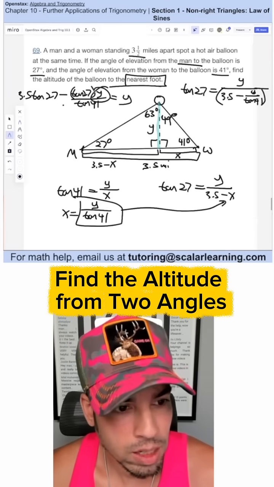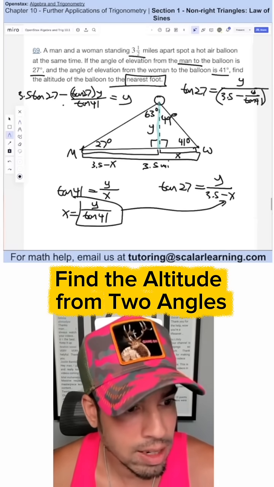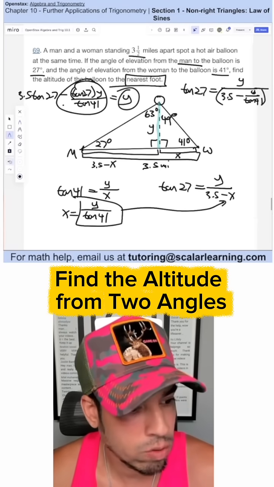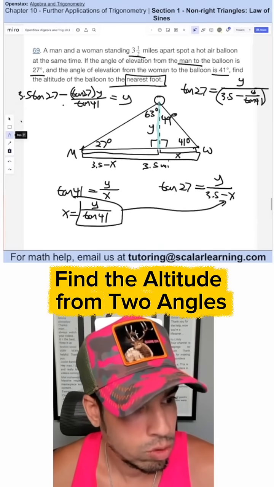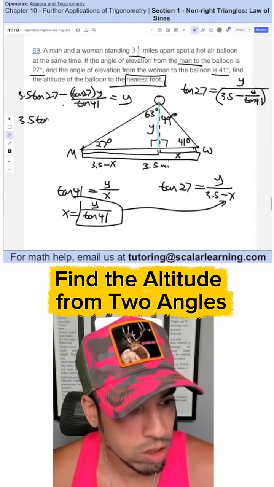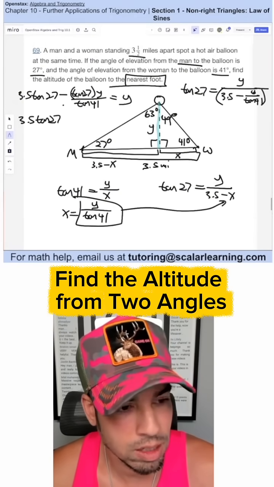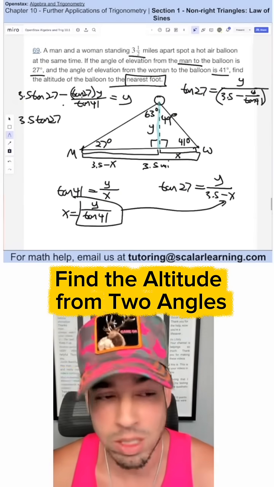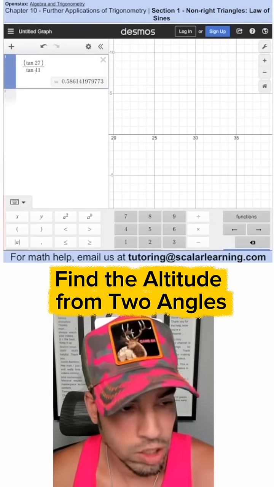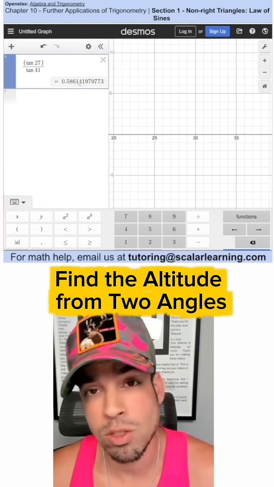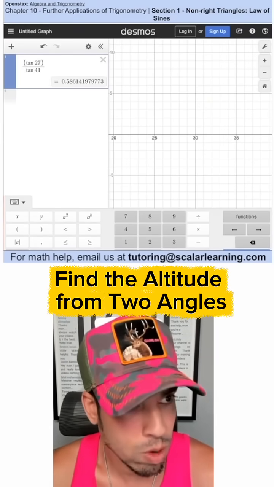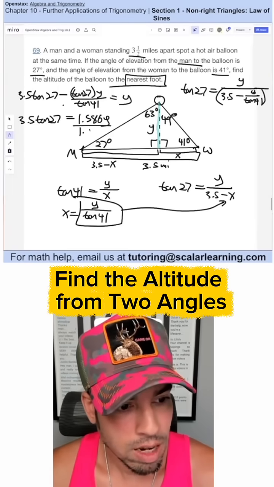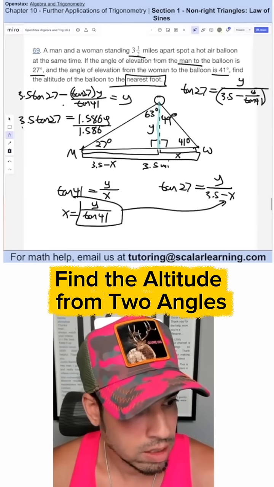Now what we've got to do is consolidate the y's. So I've got to add this whole quantity to this side over here. And that's left equal to 3.5 tangent of 27. And to know what this is plus 1, we're just going to use Desmos and approximate. So tangent of 27 over tangent of 41 is 0.586. So it's going to be 1.586y. And then, last step, we're going to divide by 1.586 like so.